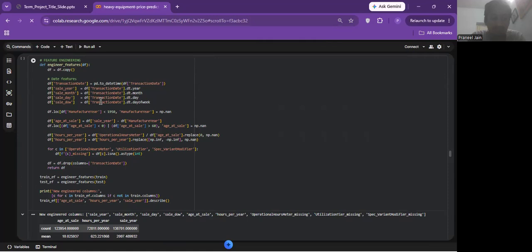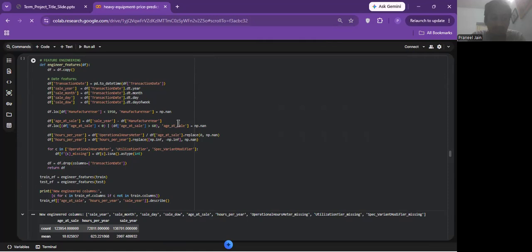Now, the second feature engineering: we know that the relation between age and price was strongly negative. That's why I have engineered age at sale equal to sale year minus manufacture year. I have removed any impossible values and clipped it between 0 and 60, to remove any data errors.